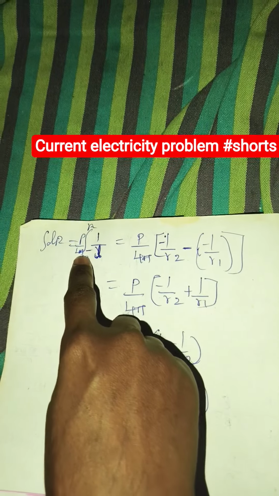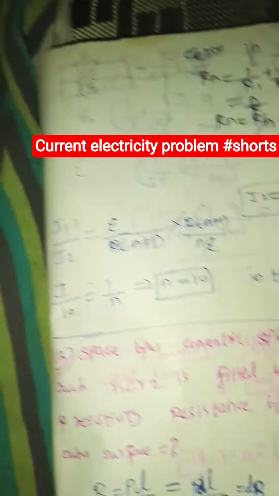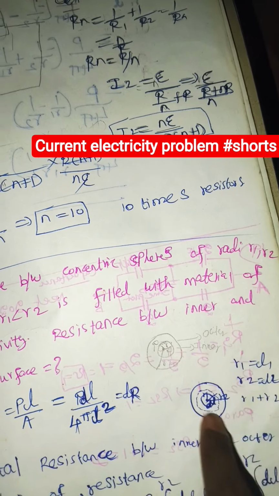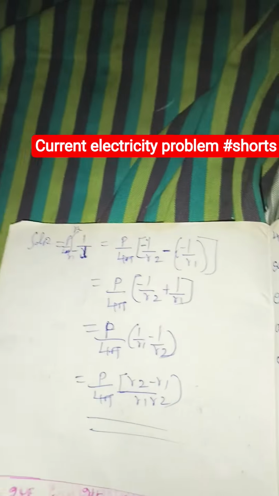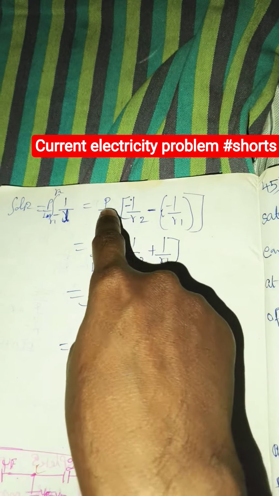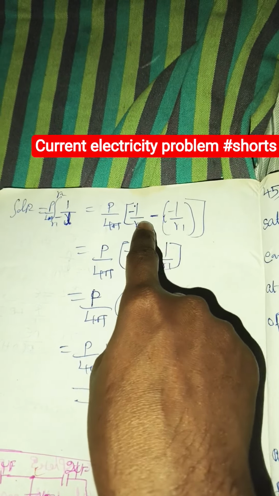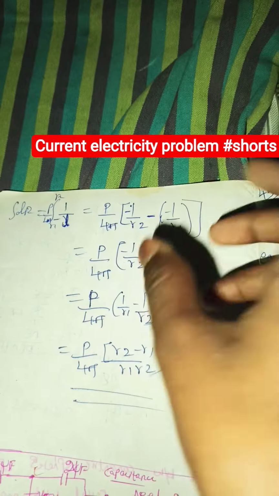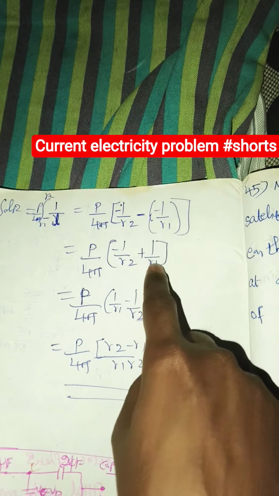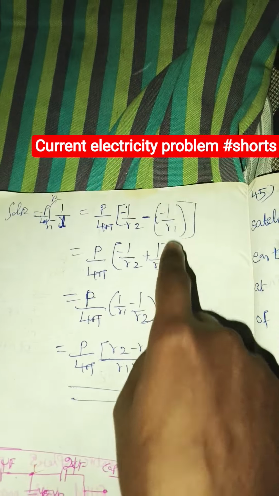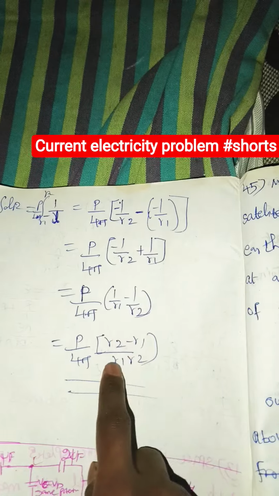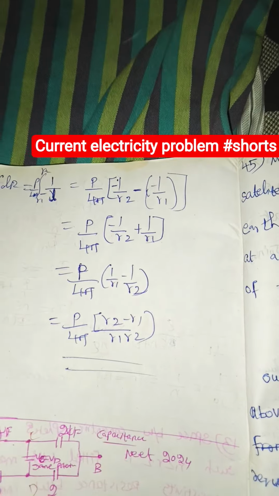So the limits are R1 to R2: R1 is the small sphere, R2 the big concentric sphere, so R1 to R2 is the gap. So the resistance is rho by 4 pi times minus 1 by R2 minus minus 1 by R1, substituting the limits, which gives rho by 4 pi times 1 by R1 minus 1 by R2, and this equals rho by 4 pi times R2 minus R1 by R1 R2.